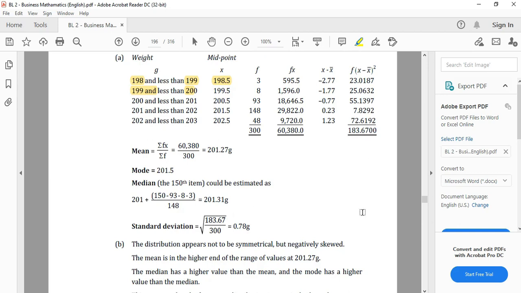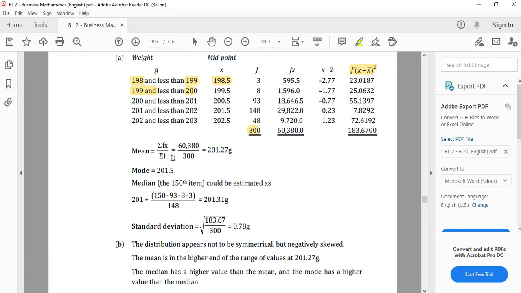So as per the variance formula for grouped data, it is this particular thing divided by the total, 300, and the standard deviation will be the root of it, which is 0.78 grams. So there's a gap of 0.78 grams per unit from the average. So it's almost right, because it's a 2.77 gap, 1.77 gap. So it's nearly that gap.